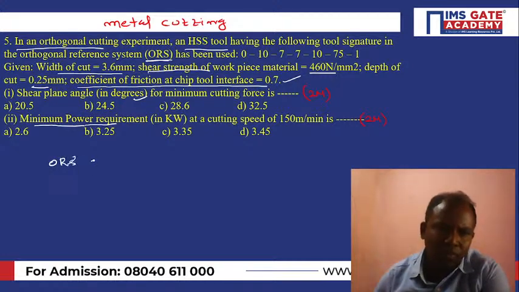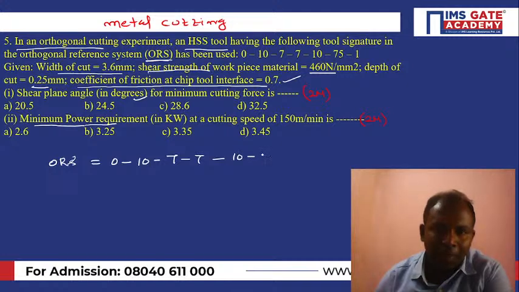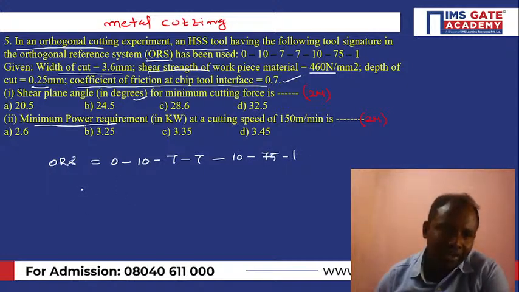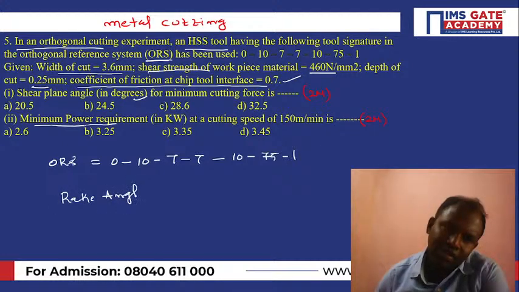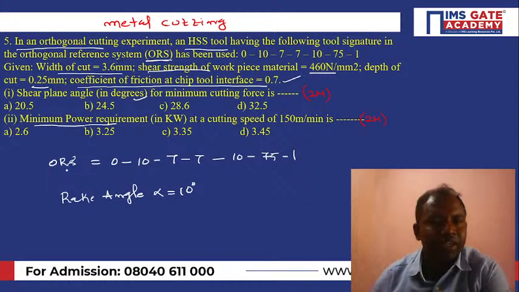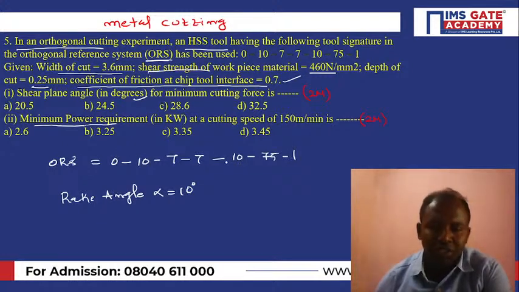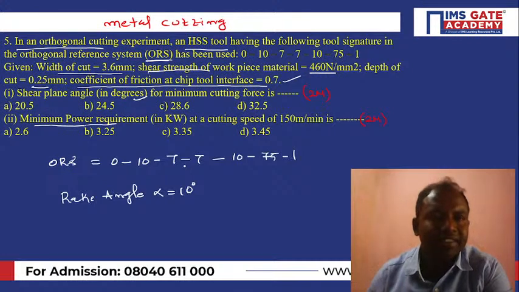In the ORS system, what is given? Inclination angle 0 degrees, rake angle, side relief angle, end relief angle, side cutting edge angle, approach or entering angle, and also nose radius. Now here your rake angle alpha is equal to 10 degrees from this system. If you have this system idea, then you will be able to do this properly. Clear everybody? Understood guys? Okay, right.